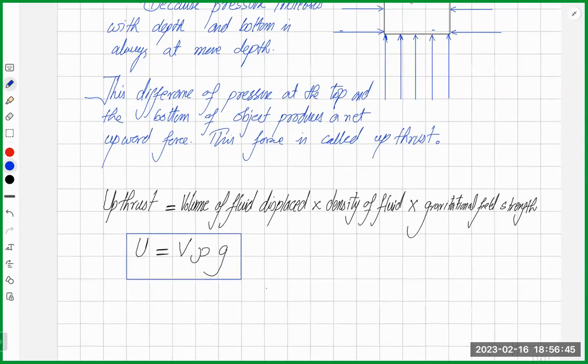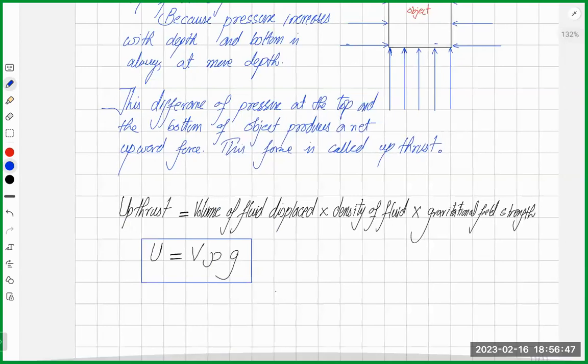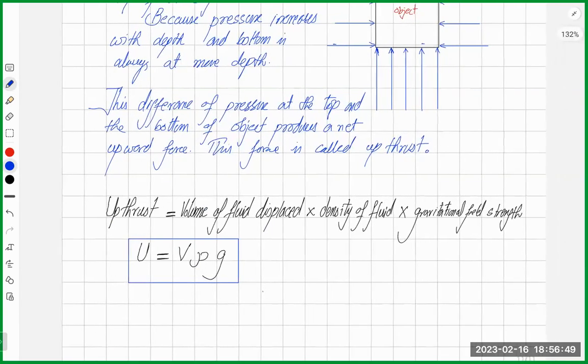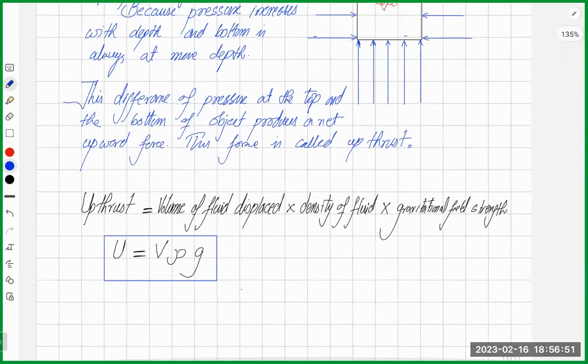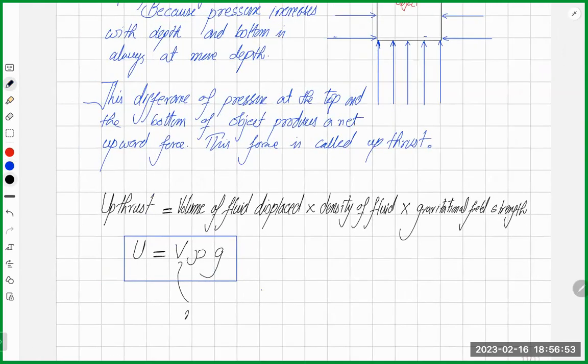Okay. Now, units: volume must be in meter cube, density must be in kilogram per meter cube, gravitational field strength is in newtons per kg, and upthrust is in newtons. Okay.